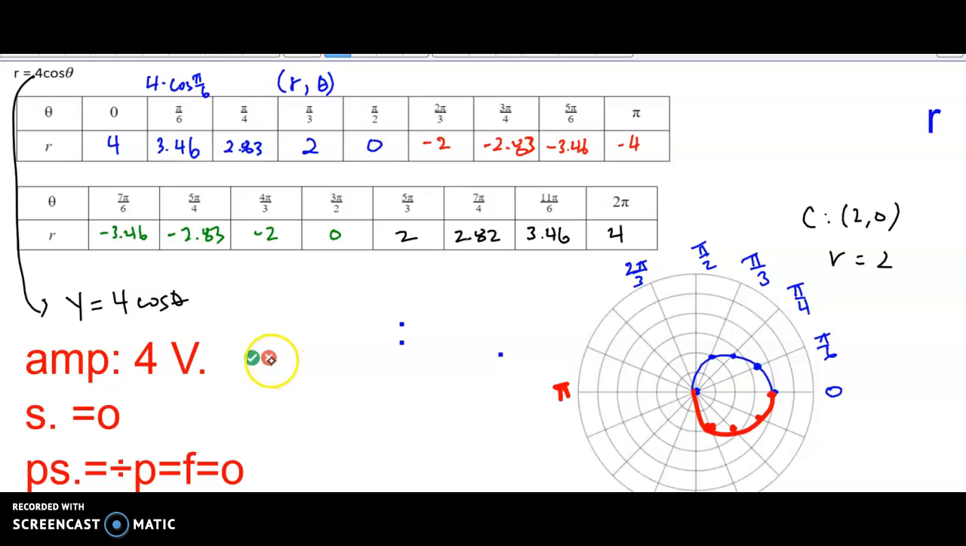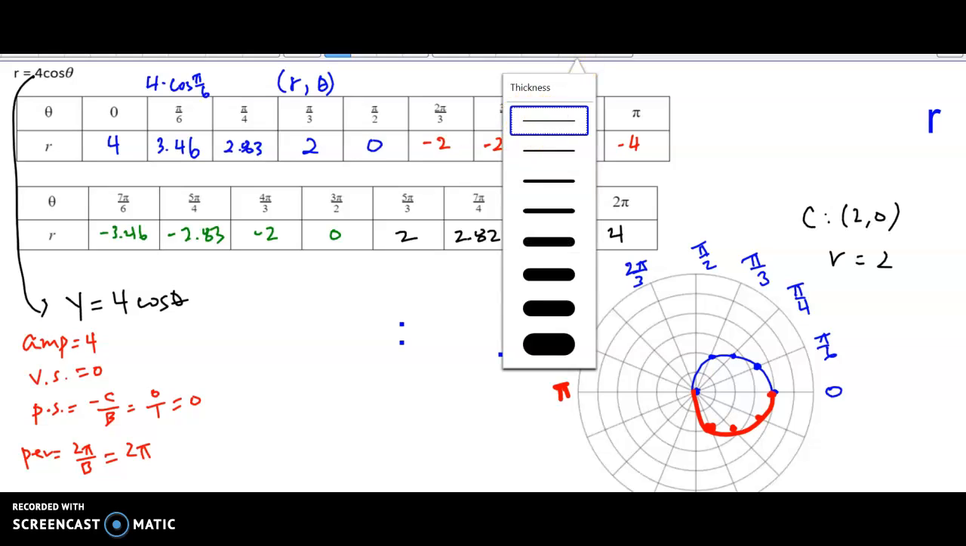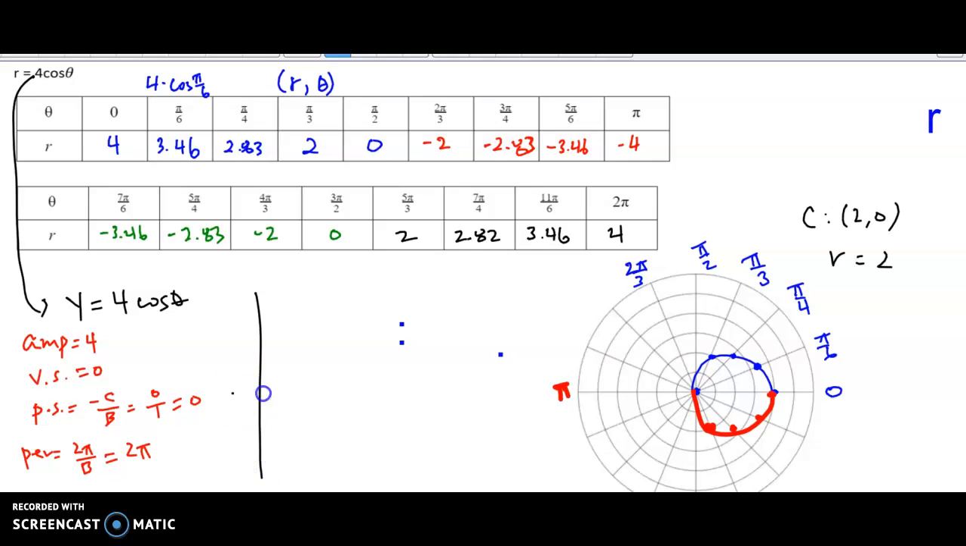And then the period. Remember we talked about the period. That's 2 pi over b, but b in this case is 1, so our period is 2 pi. Now when we graph this, I'm sorry for these blue dots here. I wish they would go away. I'm going to show you what the graph looks like here.